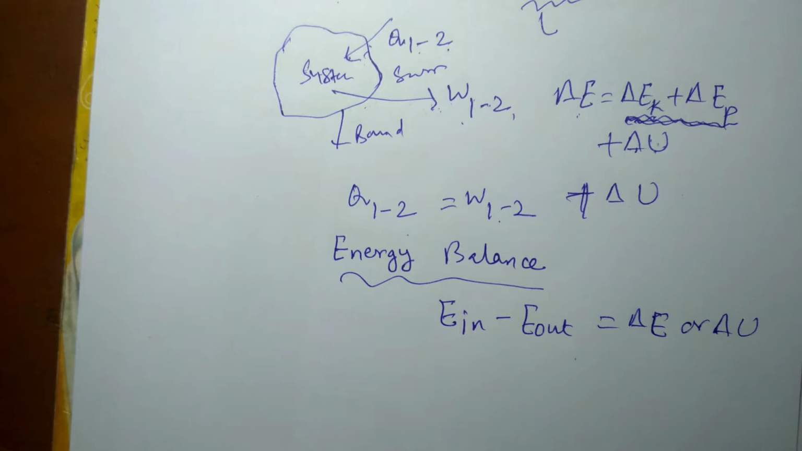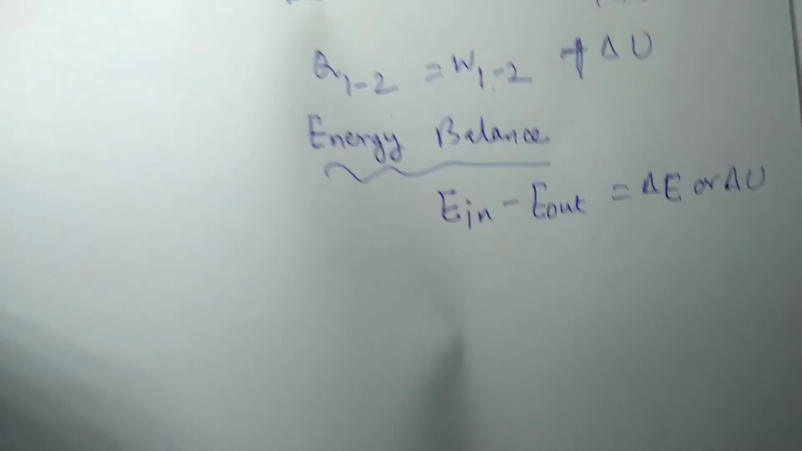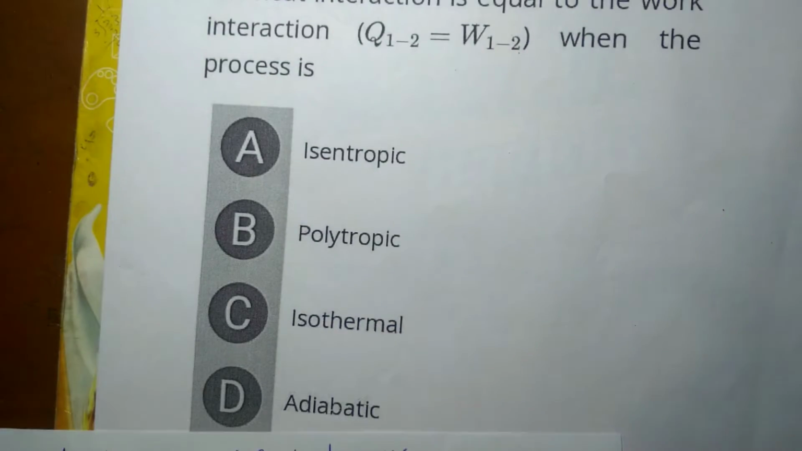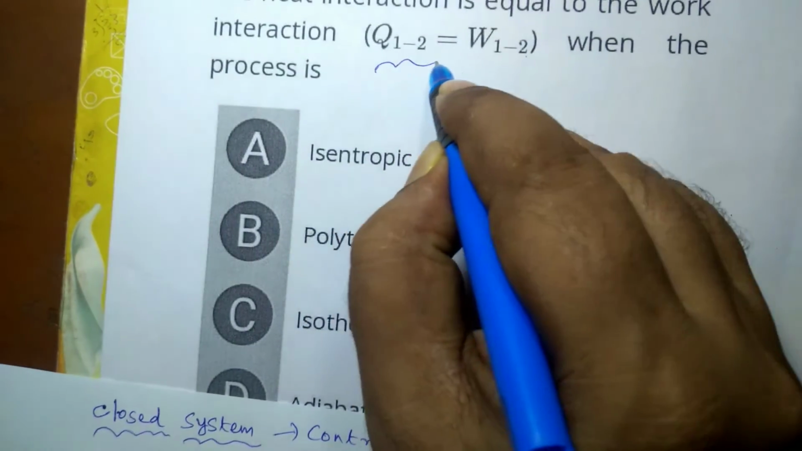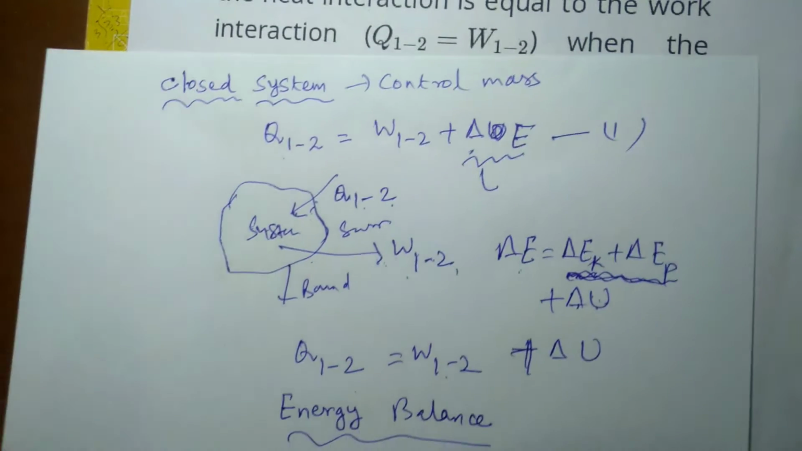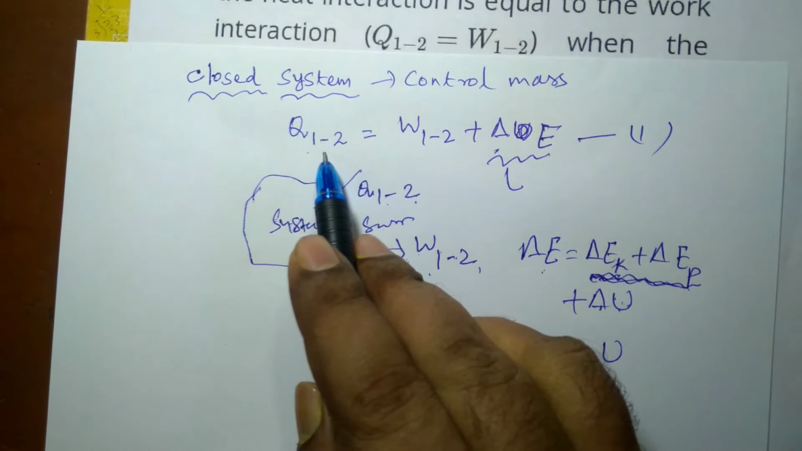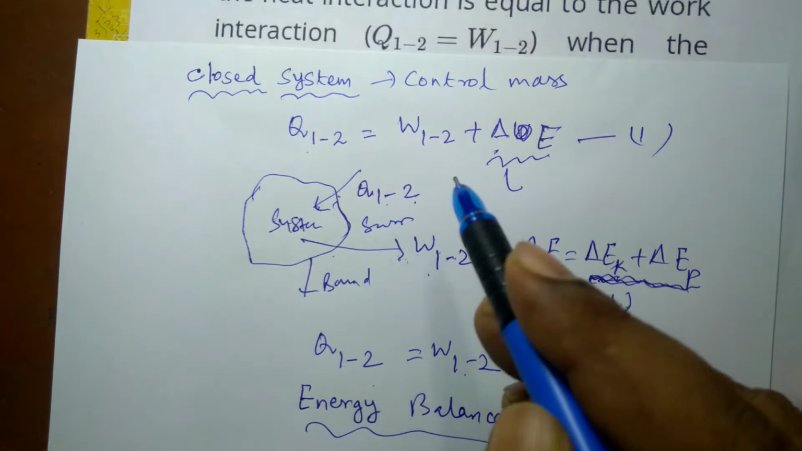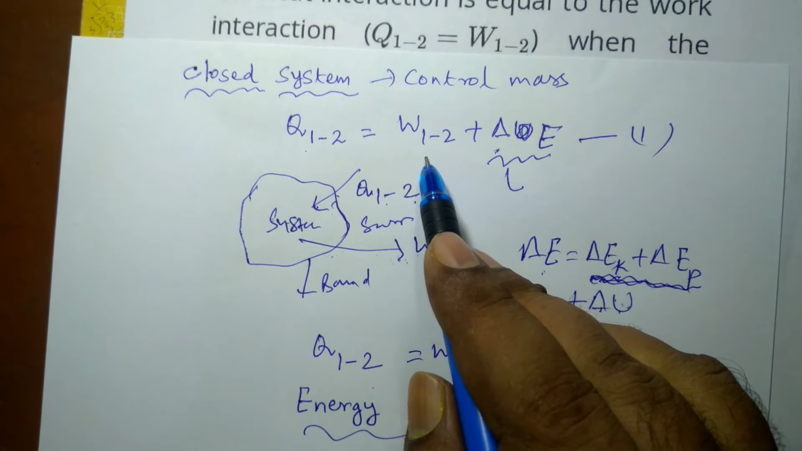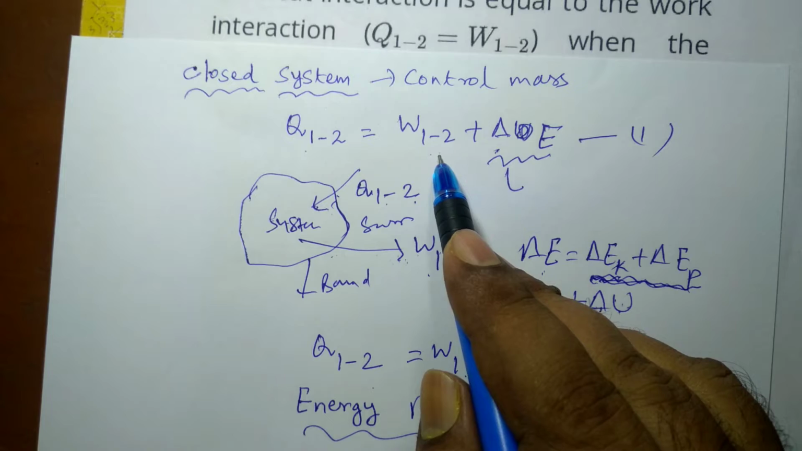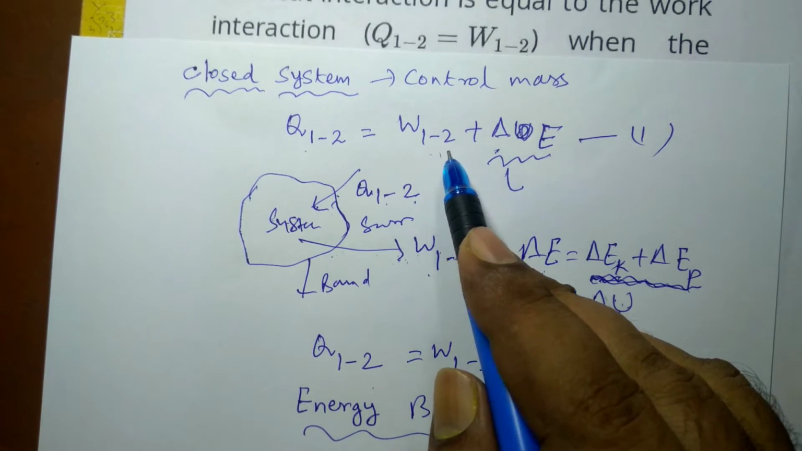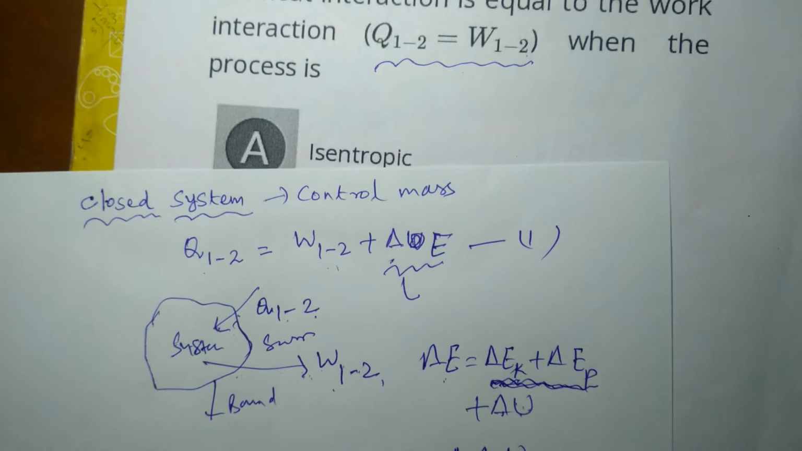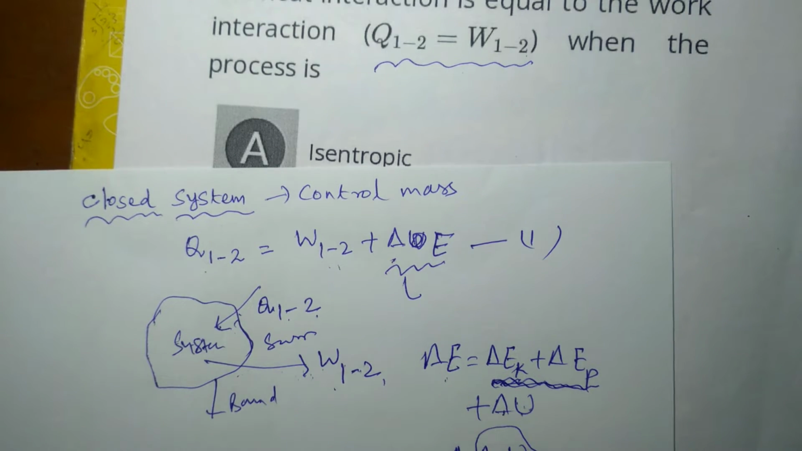So this is the basic equation. But in this case it is given that the equation is Q12 is equal to W12. Q12 is the heat interaction by the system during that process 1-2, and W12 is the work interaction during the same process by the system. So obviously in this equation delta U term is totally absent.